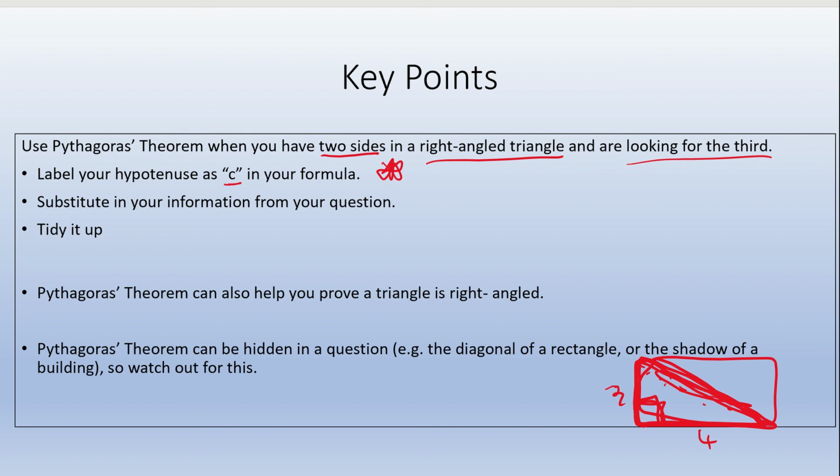Or in the shadow of a building. They're fond of drawing a building here, drawing the sun up here somewhere, the shadow comes down, and the ground is here obviously, that's a right angle, and all of a sudden your right angle triangle is there in your question. But sometimes people can't see that or they're not aware of that, so hoping that doesn't happen to you guys.